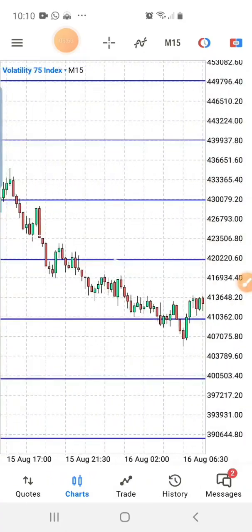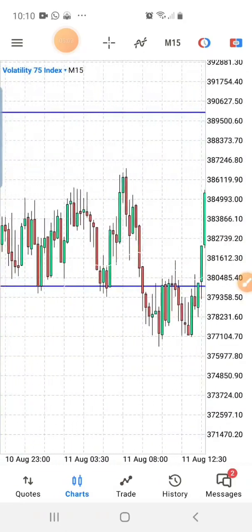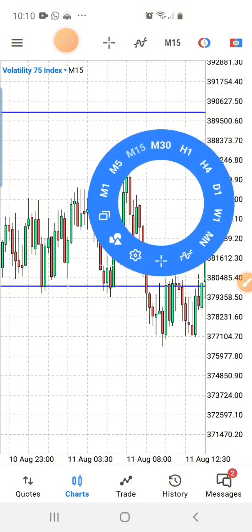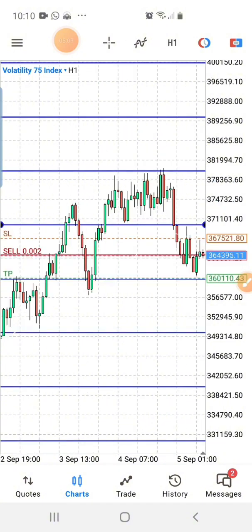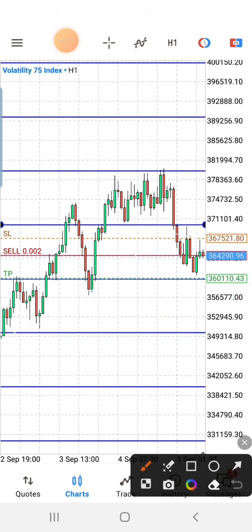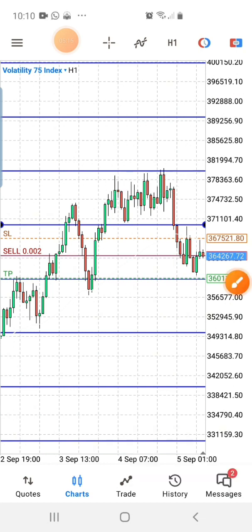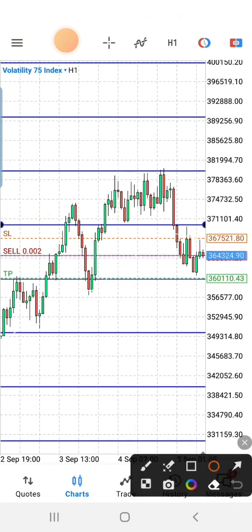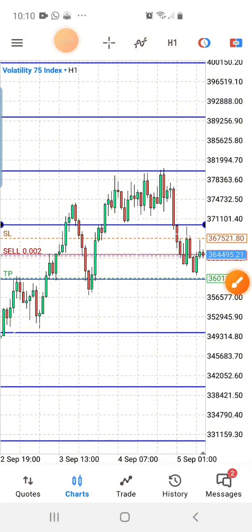Now let me share the strategy. Okay, the strategy. What you need to do is to come to maybe 1 hour time frame, a higher time frame, just like this one. On a higher time frame, you see that the price has respected your psychological level, right? If you check here also, the price respected the psychological level by retesting it.